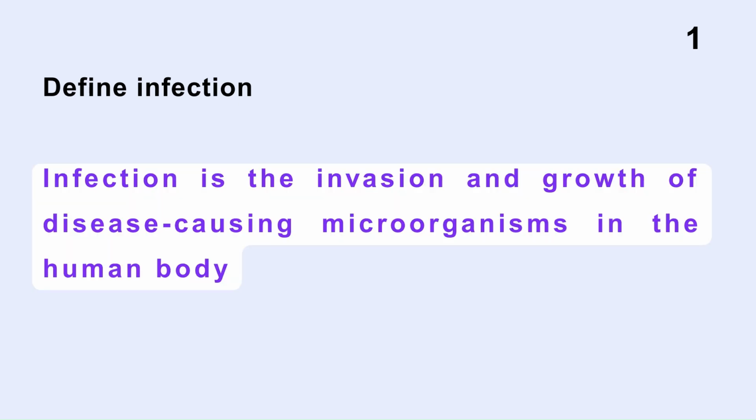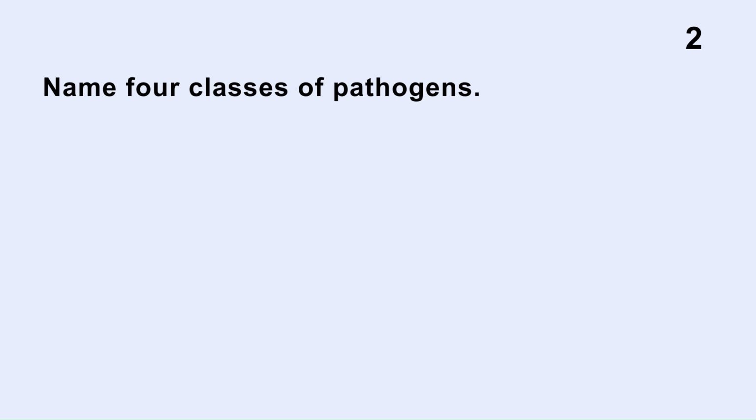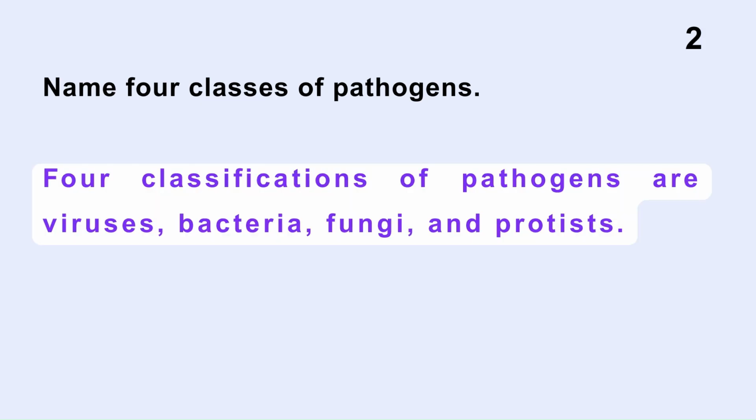Number 1. Define infection. Infection is the invasion and growth of disease-causing microorganisms in the human body. Number 2. Name 4 classes of pathogens. The four classifications of pathogens are viruses, bacteria, fungi, and protists.